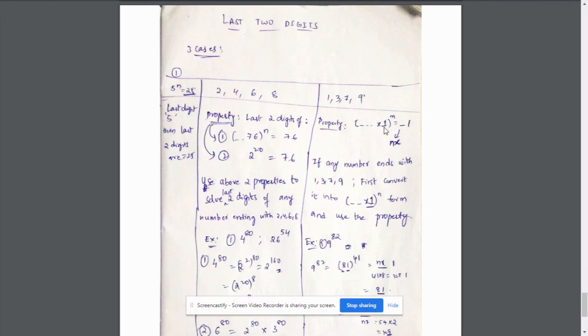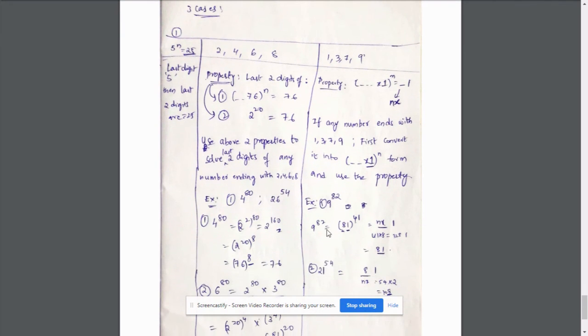The property is, if the number is in the form of (x1) whole power n. What does it mean? Suppose there is some number 9 power 82, I am converting this number into the form of (x1) whole power n. If any number ends with 1, 3, 7, 9, first convert it into this form and use the property. And what is the property? If it is in this form, then the last digit will be 1, but the second digit will be n into x. N is the power, x is the second digit.